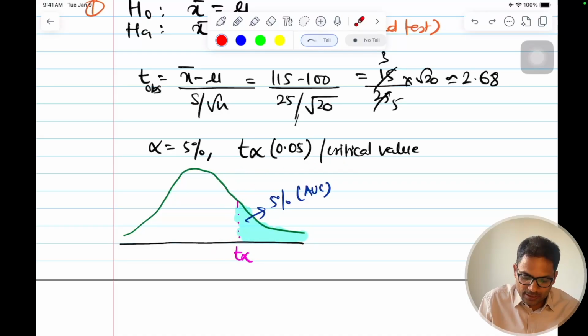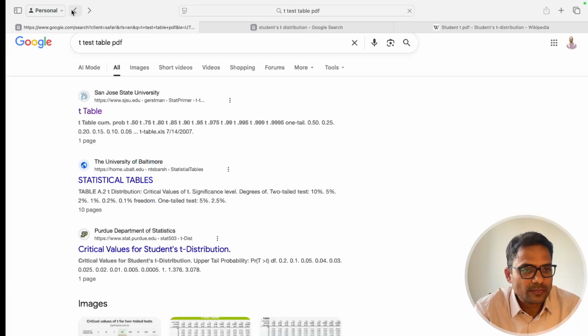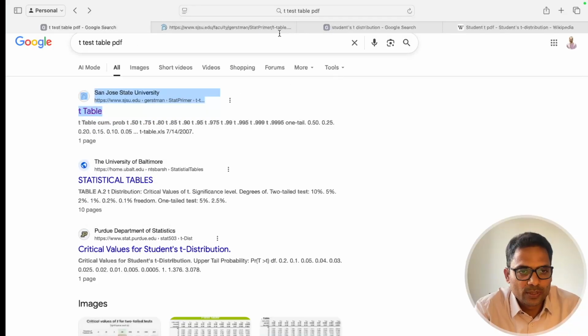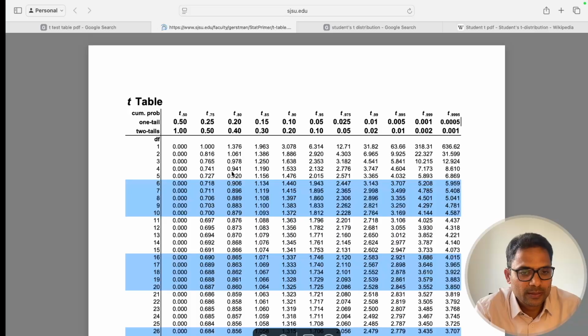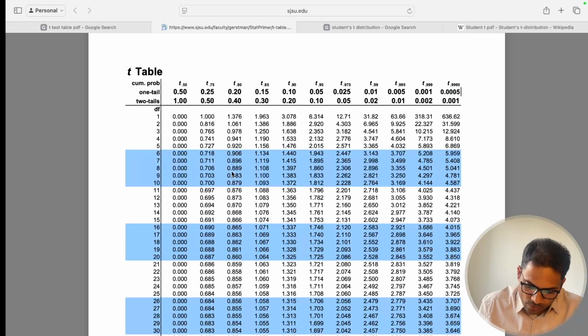So how do we check what is the t alpha? For each distribution there is a table, and let's see the table for that. If you do a Google search and search for t-test table PDF, you will get a t table. Then go to that table. What is the degrees of freedom here? We have 20 samples, so my DOF also we have to see. It will be based on degrees of freedom, so my degrees of freedom will be equal to 20 minus 1, that is equal to 19.